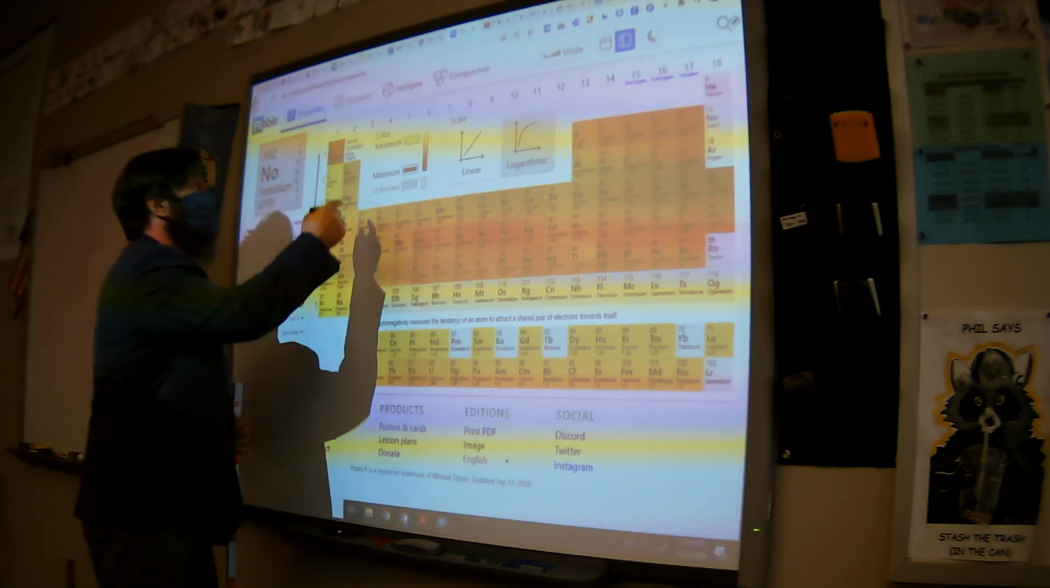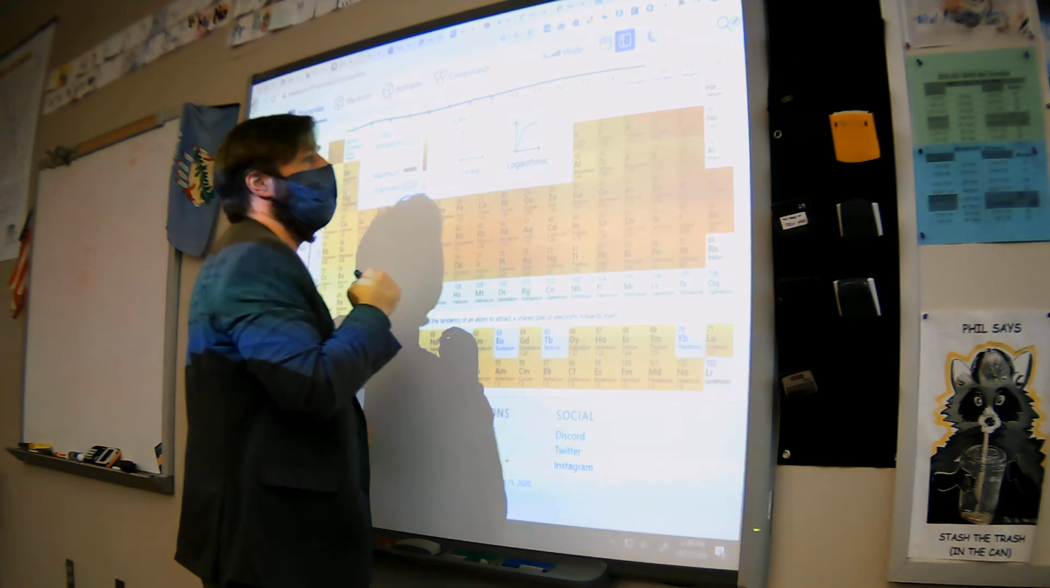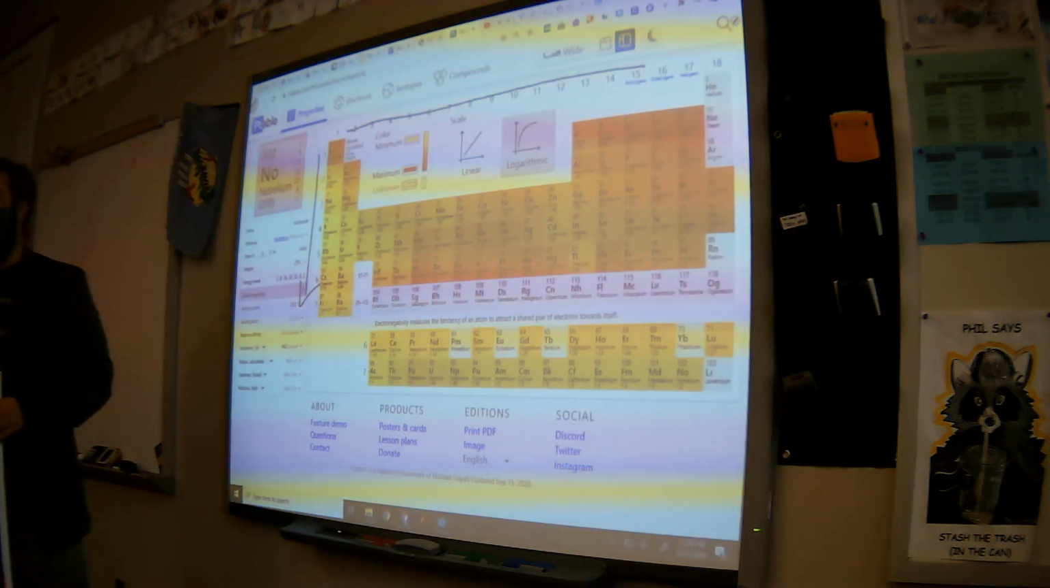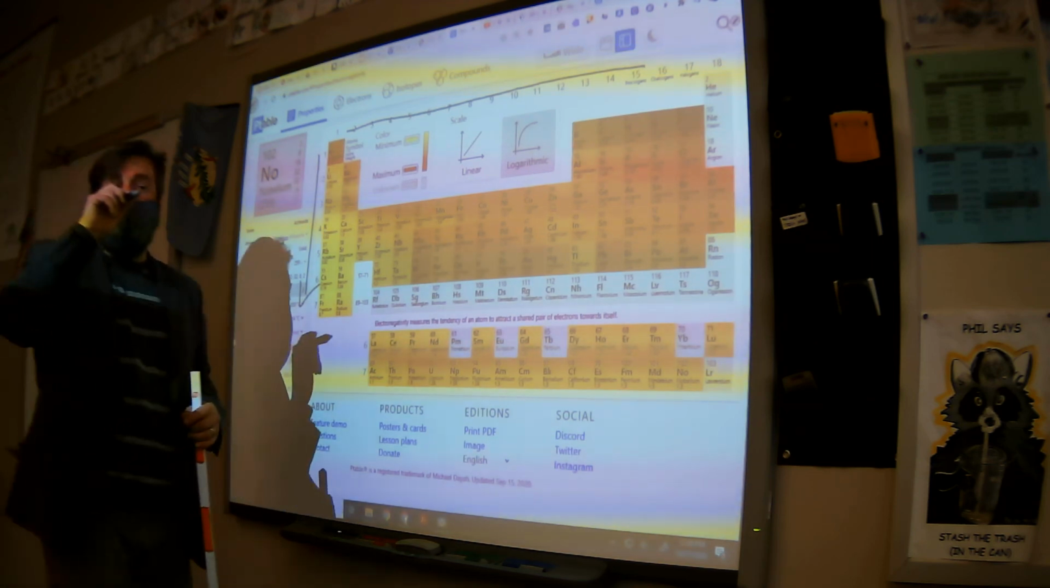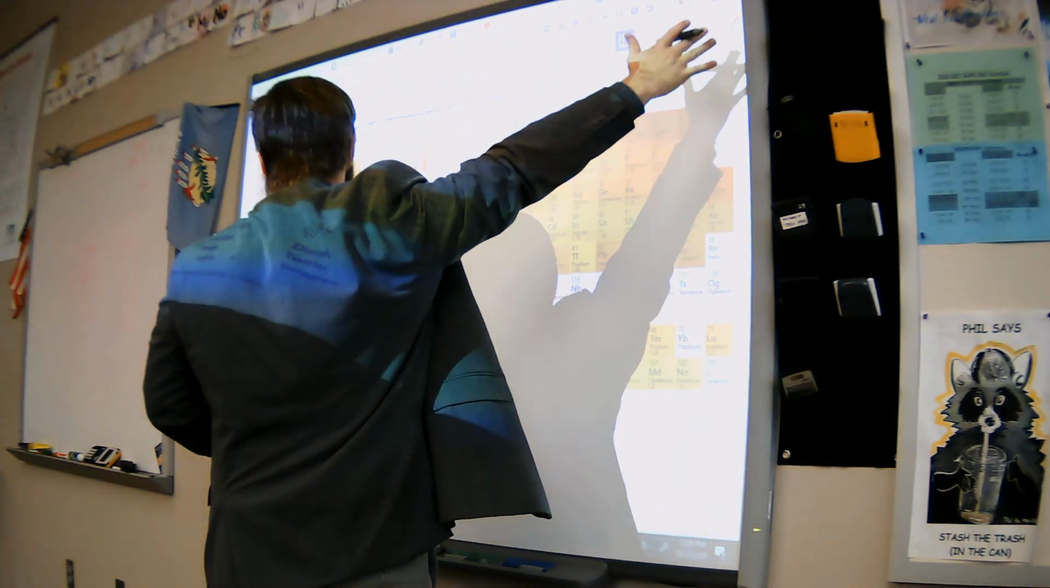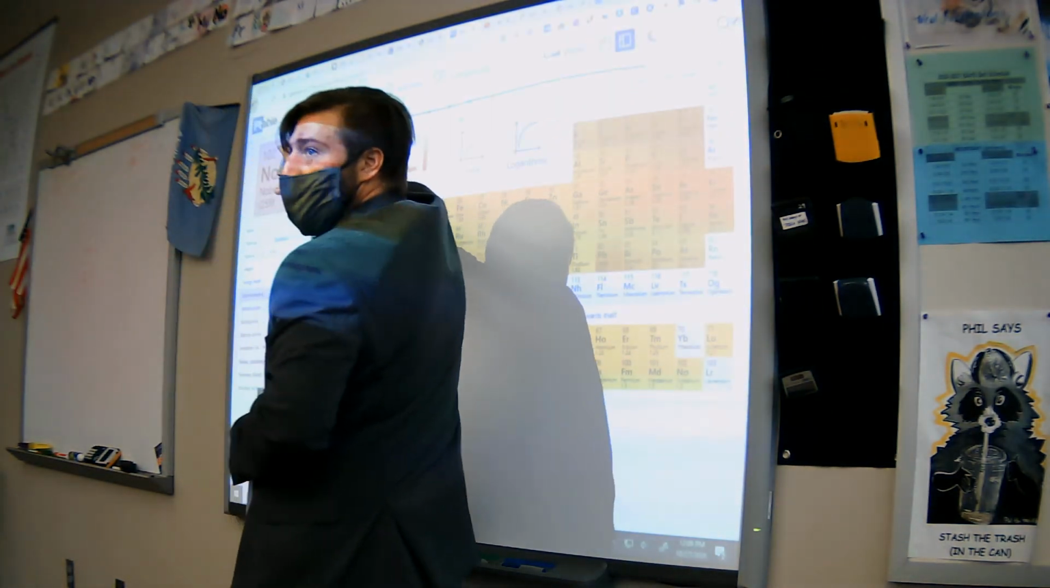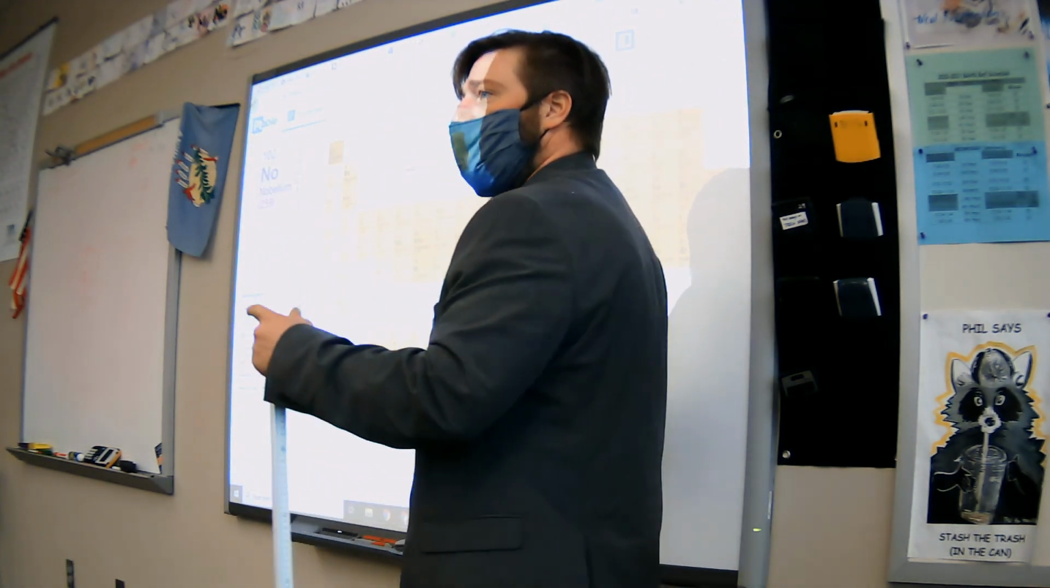So, trend going left and right. Again, I'm going from small to big. Which way is the arrow going to point? So these guys are big, or these guys are big? All right.